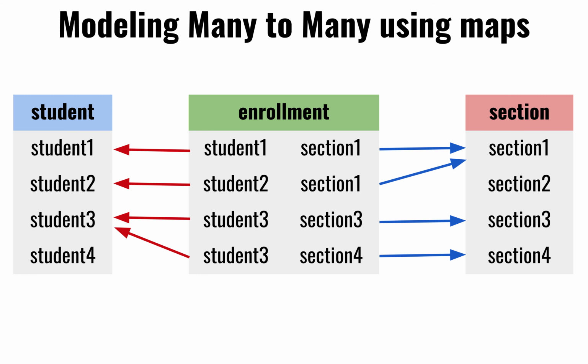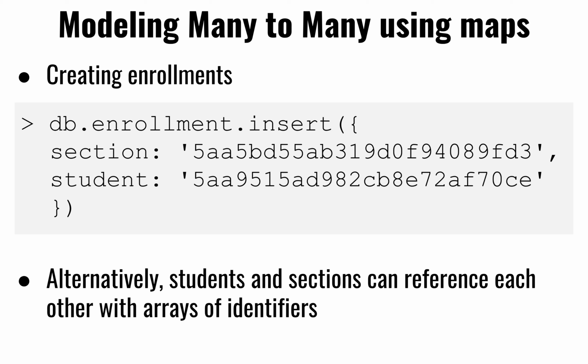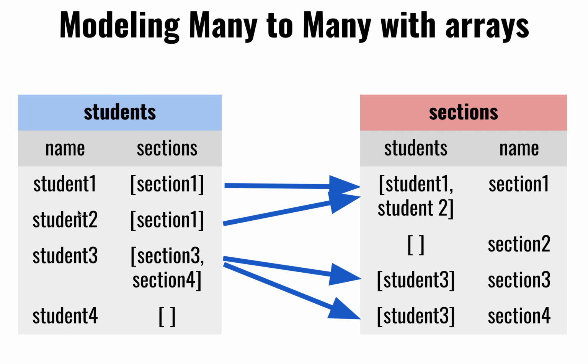Now, graphically, this is how you would capture it if you use the mapping strategy. You would have a mapping enrollment in the middle, referencing the different records, and this is the implementation. You would say, DB enrollment insert. So, for instance, we can do that.